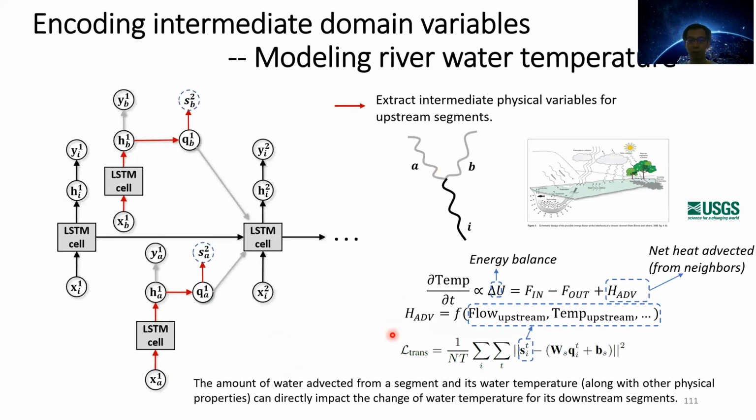And we can further extend this framework to model even more complex scenarios. This example is about modeling water temperature in river networks. The river network is more complex because we have to consider the interactions between different river segments. River networks consist of multiple river segments, and these segments can be connected with each other. For example, here we show a very small network with just 3 river segments, A, B, and I. But there are a lot of frequent interactions between them. For example, the water can get advected from upstream A and B to the downstream segment I. When it merges from upstream segments A and B to the downstream segment I, this water can directly impact the change of water temperature for this downstream segment I.